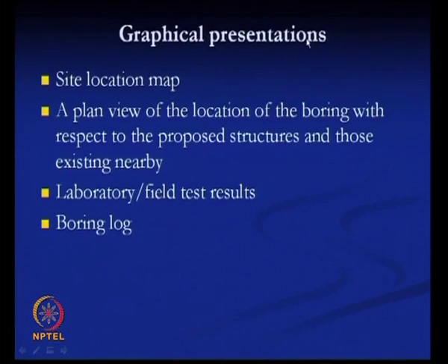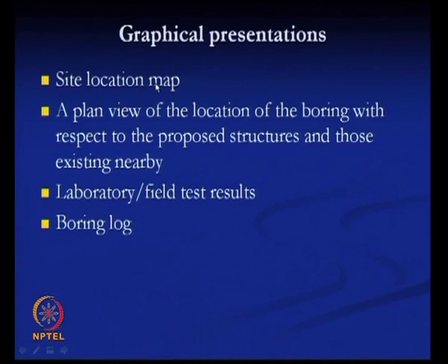Then the graphical representation. With this report we have to produce some graphical representation also. What are the different components? This is the site location map, that means the site map you have to include in the report. Then the plan view of the location of the boring with respect to the proposed structure and those existing nearby. So, where the proposed structure plan and the corresponding boring locations are, you have to show, and if there is any existing structure, the position of this existing structure also has to be mentioned in that report.